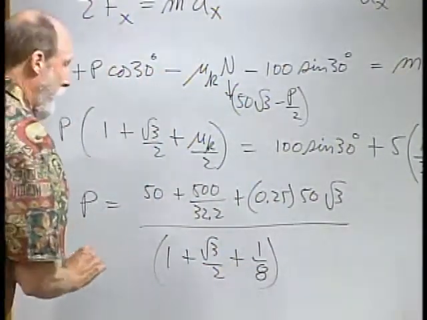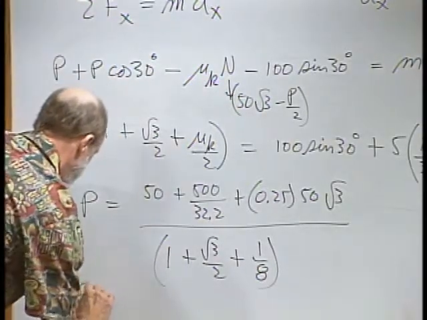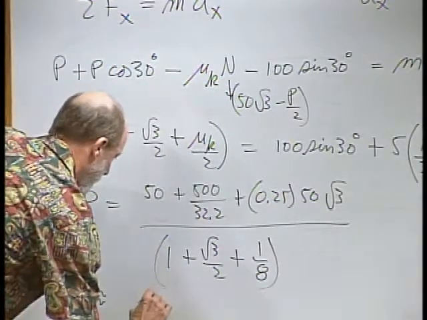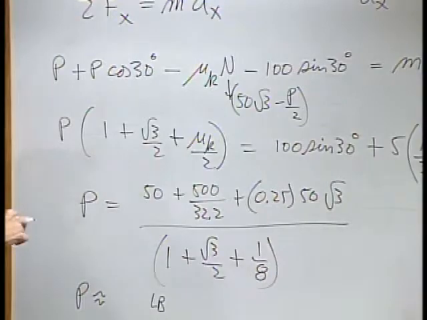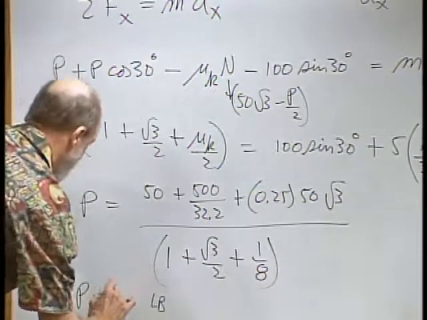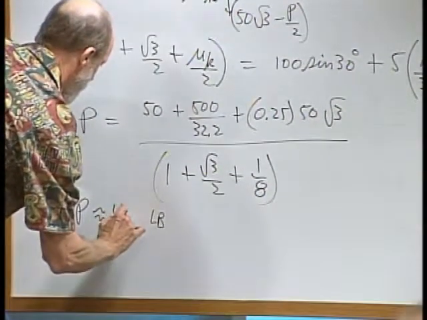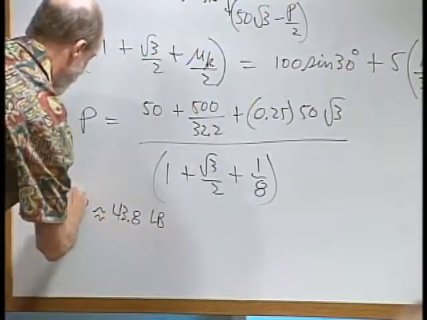And if we punch that on the calculator, we should get so many pounds of force. 43.8. 43 point what? 8. 43.8 pounds of force.